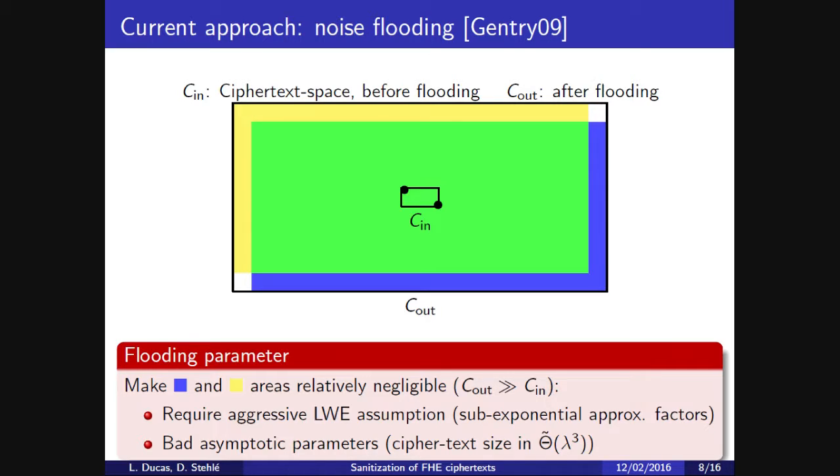And this has a bad influence on the parameters. First, from the security perspective, you require a much more aggressive learning with errors assumption. More technically, you would need the learning with errors assumption for a sub-exponential approximation factor, which is not the vanilla polynomial approximation factor LWE assumption. It also has an effect on the asymptotic parameters, and even more on the concrete ones. It makes the asymptotic parameters very bad. Typically, for the best FHE that we know, the ciphertext size at the end is quasi-linear in the security parameter lambda. But if we want this noise flooding technique inside our FHE, this makes the ciphertext space much larger, and we need a cubic-sized ciphertext.